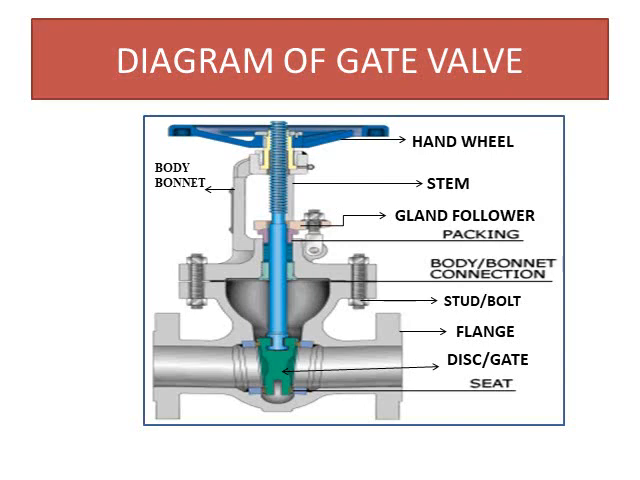Now you can see in this diagram of gate valve, we can see the components of the gate valve. Here you can see this is a hand wheel, this is the stem of the gate valve, this is the disc or gate of the gate valve, this is the body bonnet of the gate valve. Here you can see a gasket is provided to connect the body bonnet with the body of the gate valve. These are the studs, and this is the body of the gate valve. These are the flanges of the gate valve.